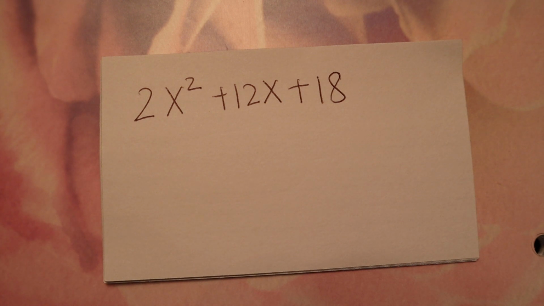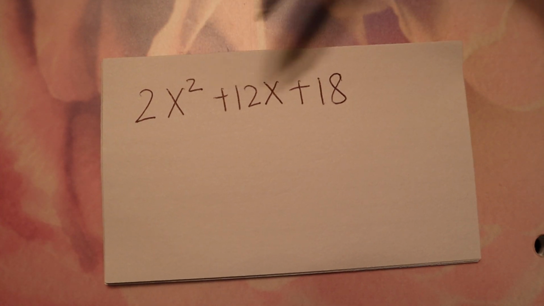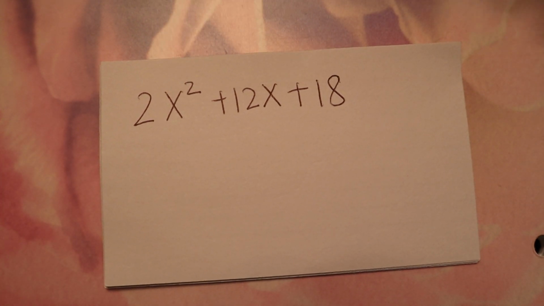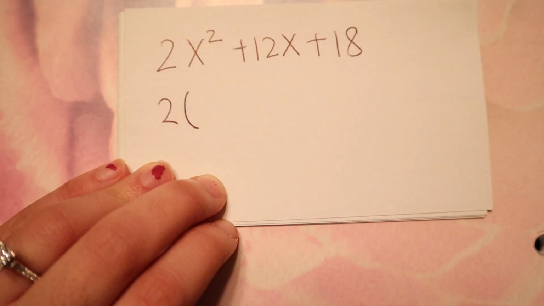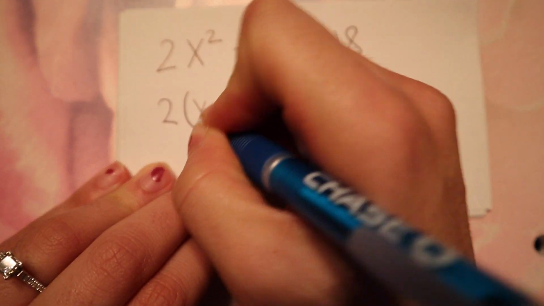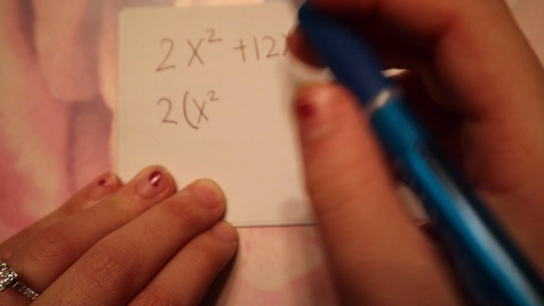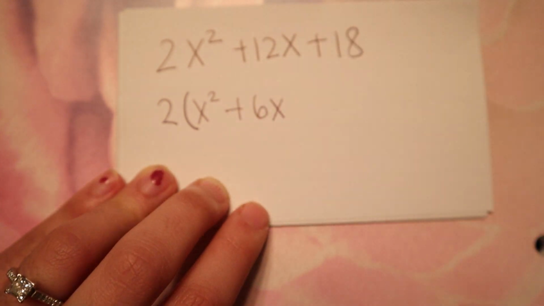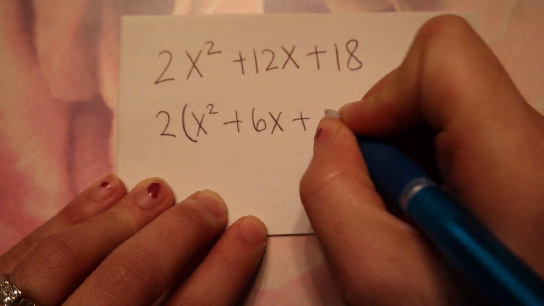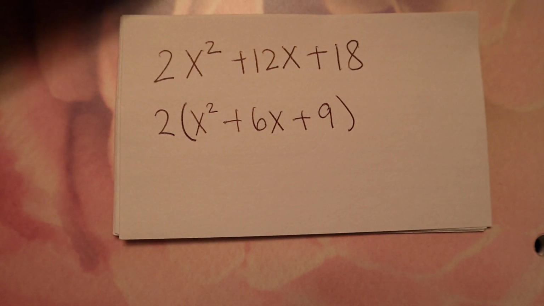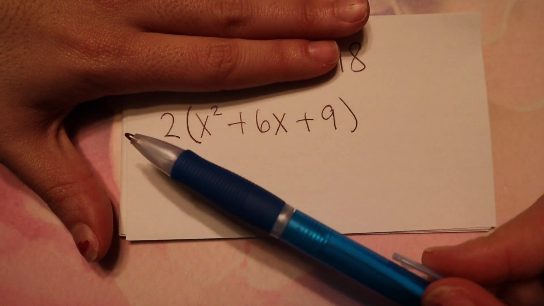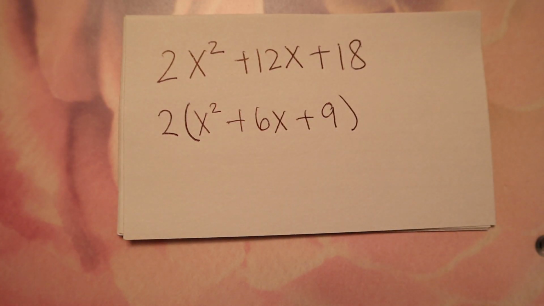So what we need to ask ourselves is, can we pull the 2 out from each of those terms? And the answer is yes, because 12 can be divided by 2, 18 can be divided by 2, and of course 2 can be divided by 2. So I'm going to pull out the 2. 2 times x squared will be 2x squared. 2 times 6x will give us the 12x. And 2 times 9 will give us the 18. So now, this looks like a problem that we're used to if we just ignore the 2 in front. And we can factor this just like before.